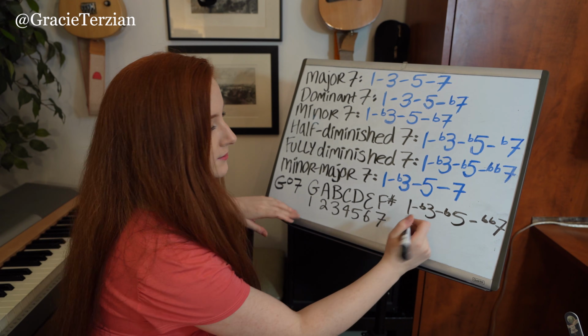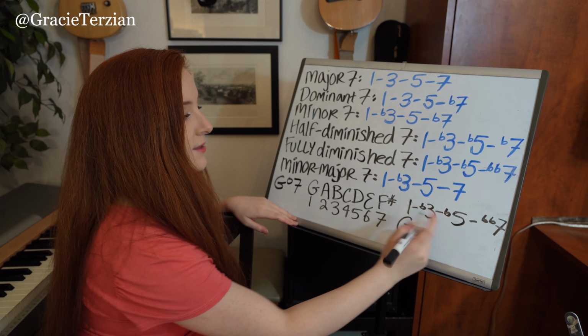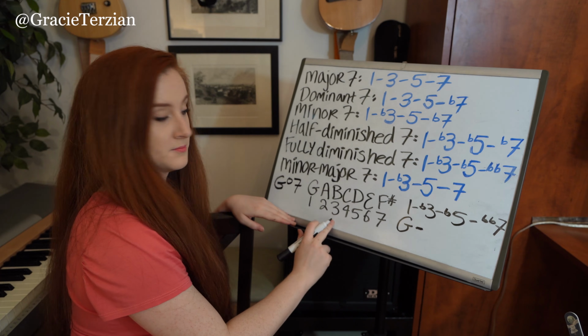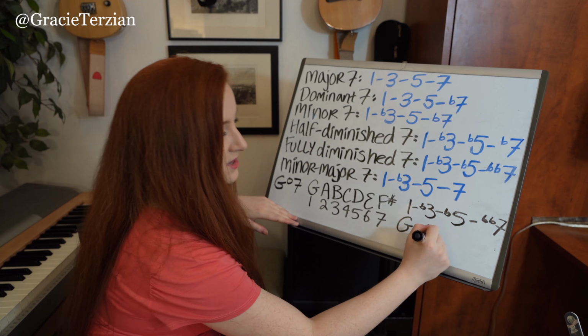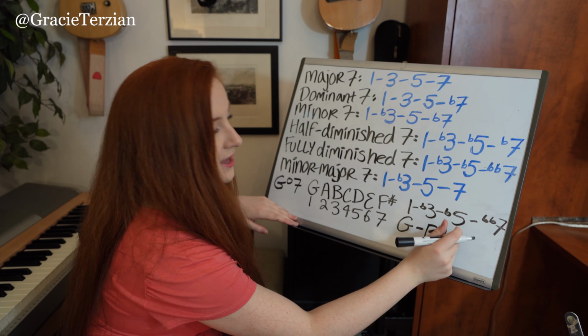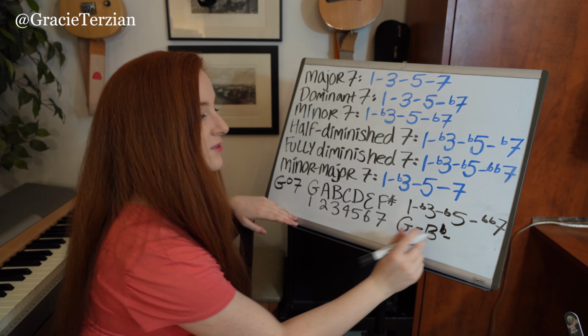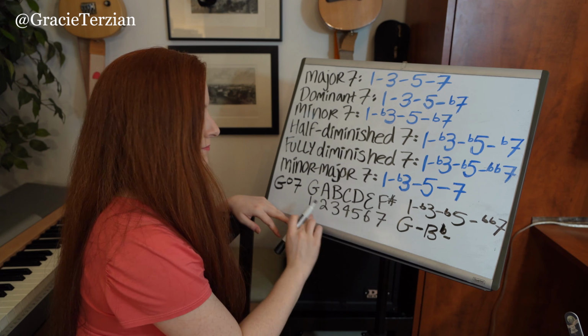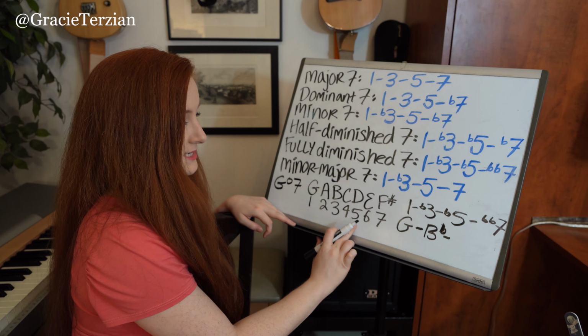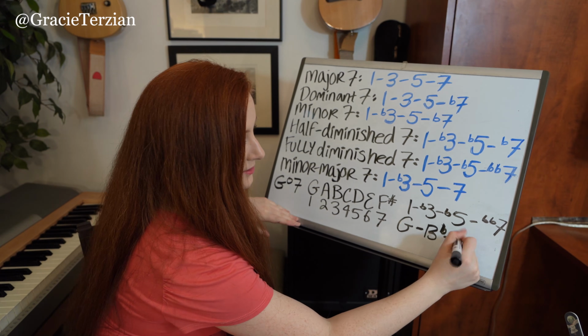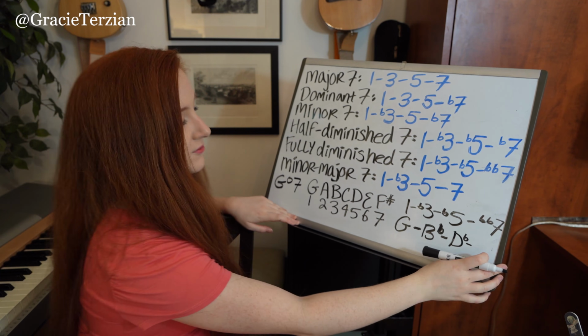So what's the 1? The 1 is G, right? What's the flat 3? The 3 is B, so it's B flat, right? What's the flat 5? Well, 5 is the D, right? So it's going to be D flat. Okay, and what's the double flat 7?